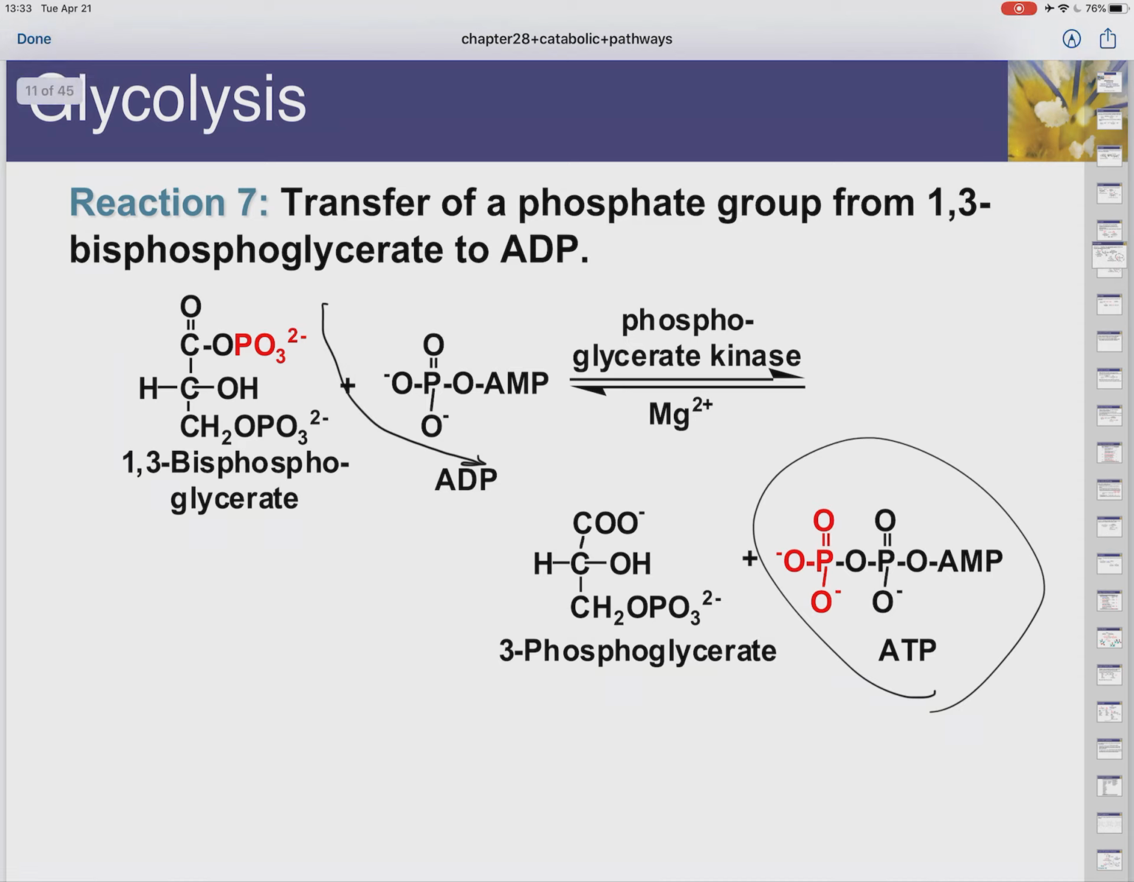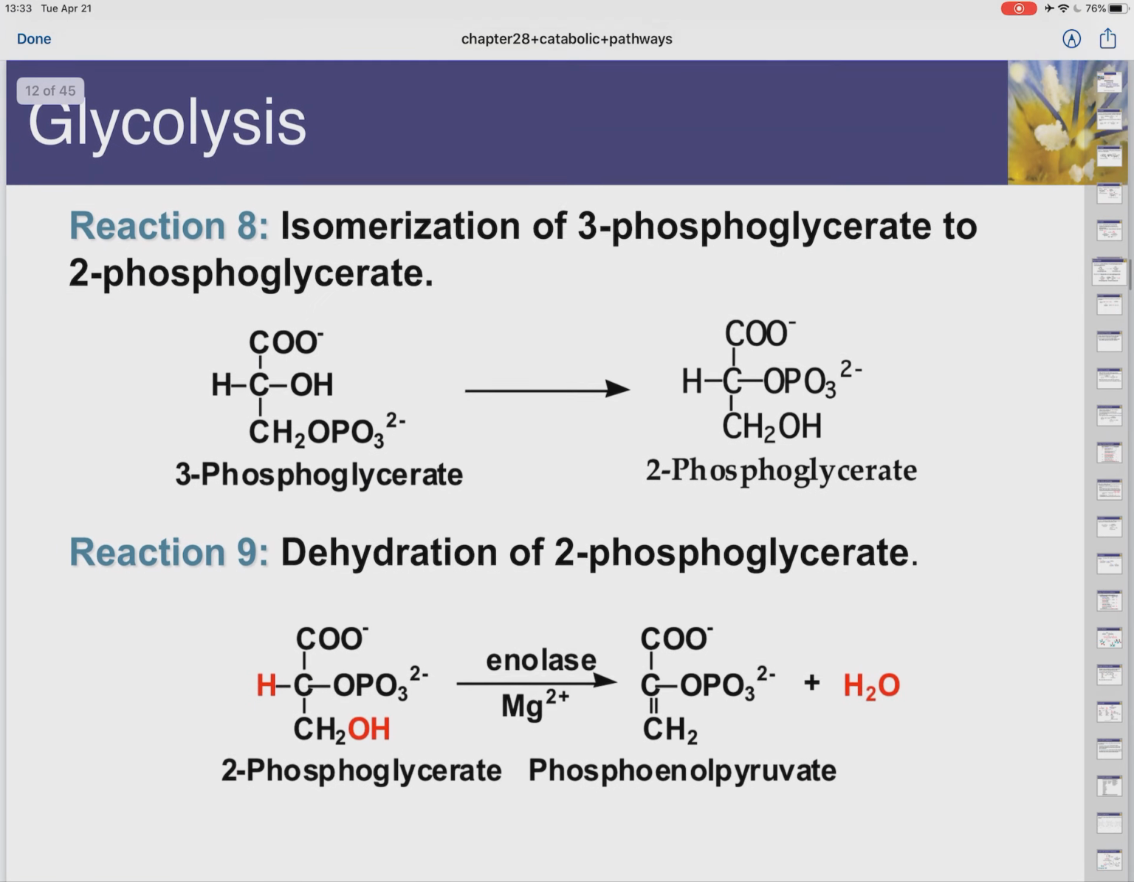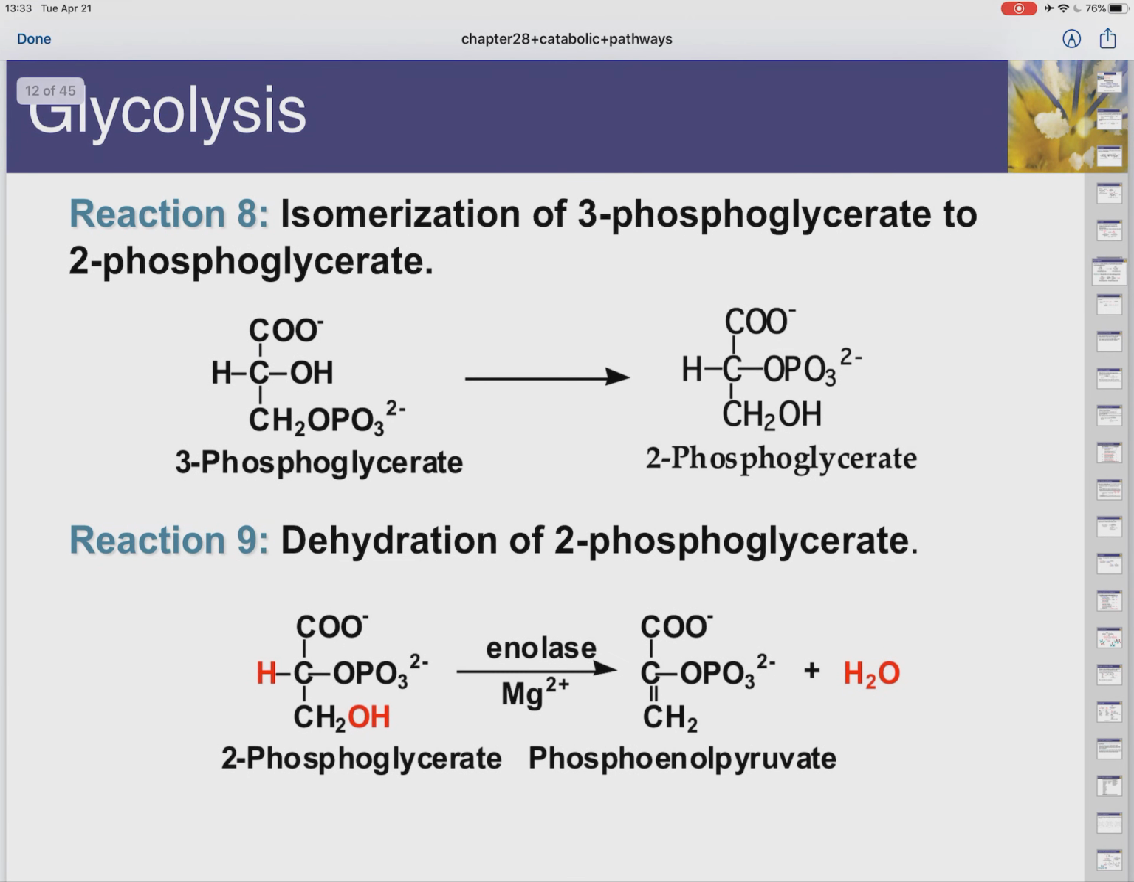Okay, reaction 8 is going to start with the 3-phosphoglycerate, which is what we have now, and we want to move that phosphate group to a different carbon. So we're going to isomerize it. 3-phosphoglycerate becomes 2-phosphoglycerate. So now we're going to make this phosphate group fall off a little easier, and to do that we need to introduce a double bond here to the carbon that it's attached to. And so reaction 9 actually removes a water molecule in a dehydration reaction. So 2-phosphoglycerate becomes phosphoenol pyruvate. This is the energy molecule here that can make ATP.